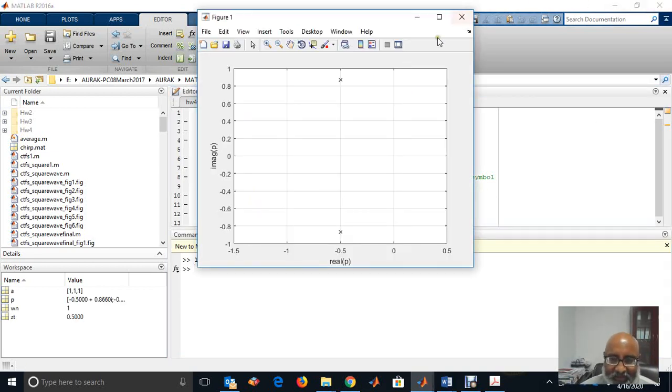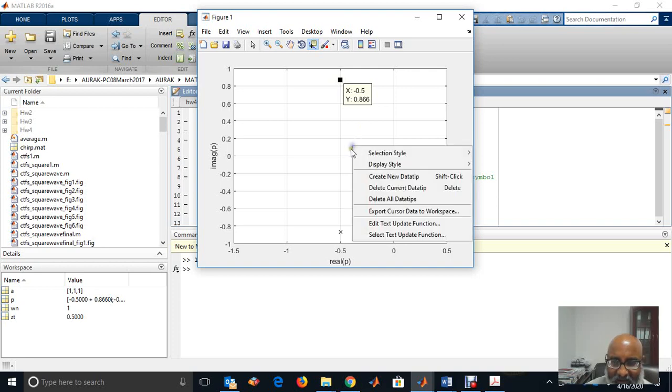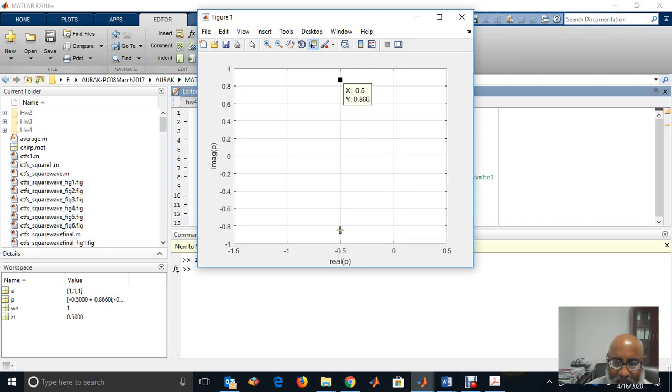Okay, see, this is a pole zero plot. The x-axis is the real part of P and the y-axis is the imaginary part of P. If you see, I have two marks. The two marks are the two poles. So if I want to know the exact value of the poles, I use data type here, what's the value here, and another data type, create new data type, another value here. Okay, so what is the value here?